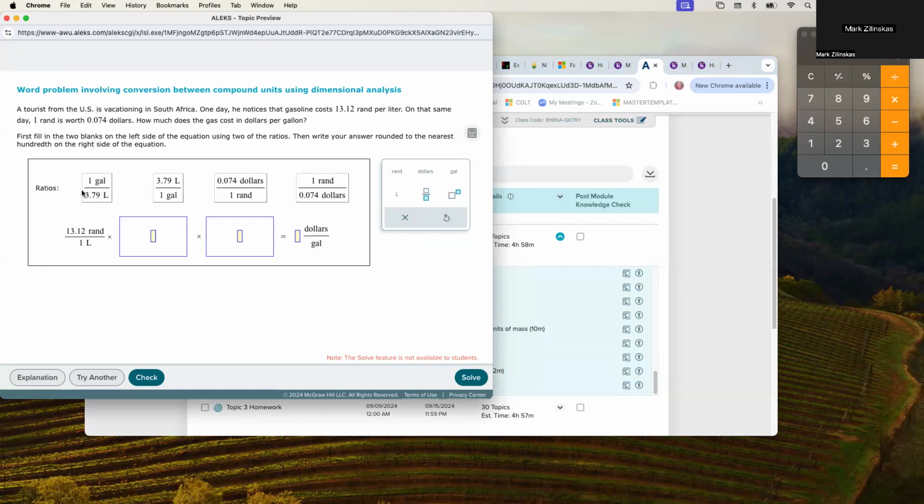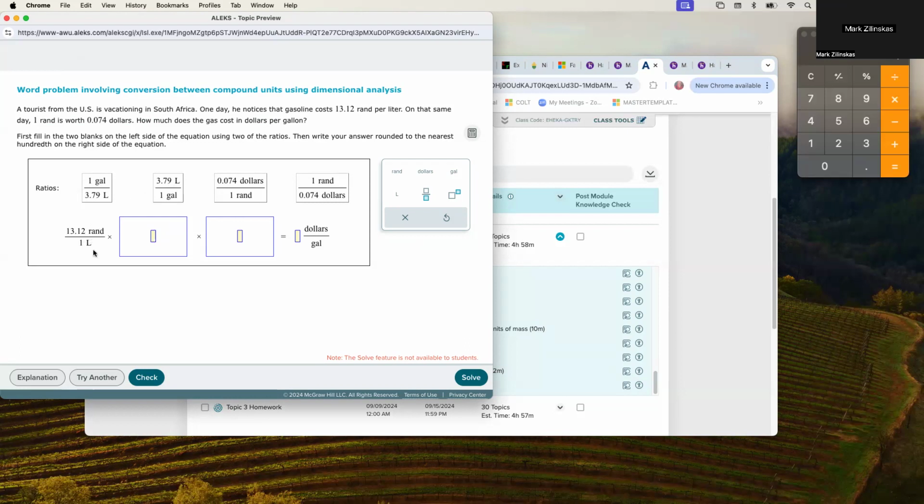If I wrote these boxes out here, these are equal to 1, right? So in other words, 1 gallon is equal to 3.79 liters. I could write that as an equation or a ratio. And notice they have it in both ways because it is equal to 1.